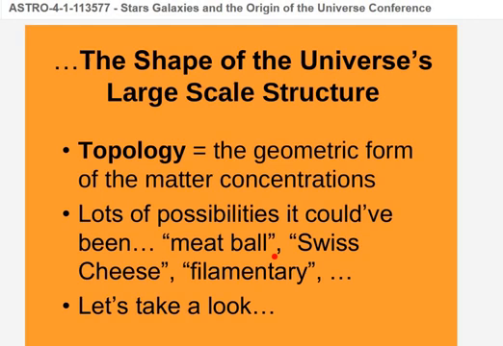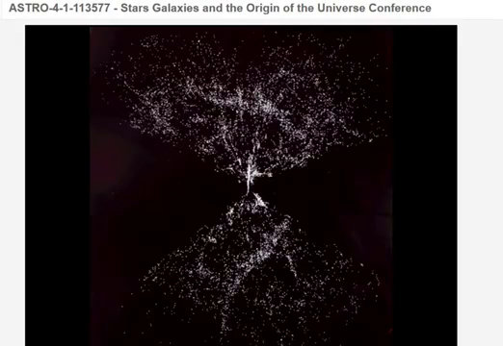You could have the opposite of that, the Swiss cheese analogy, where the roundish things were actually the vacuums, and the matter was where the cheese was. That would look a lot more complicated to try and draw. And then something that's sort of in between, a filamentary structure. So what does the universe really look like?